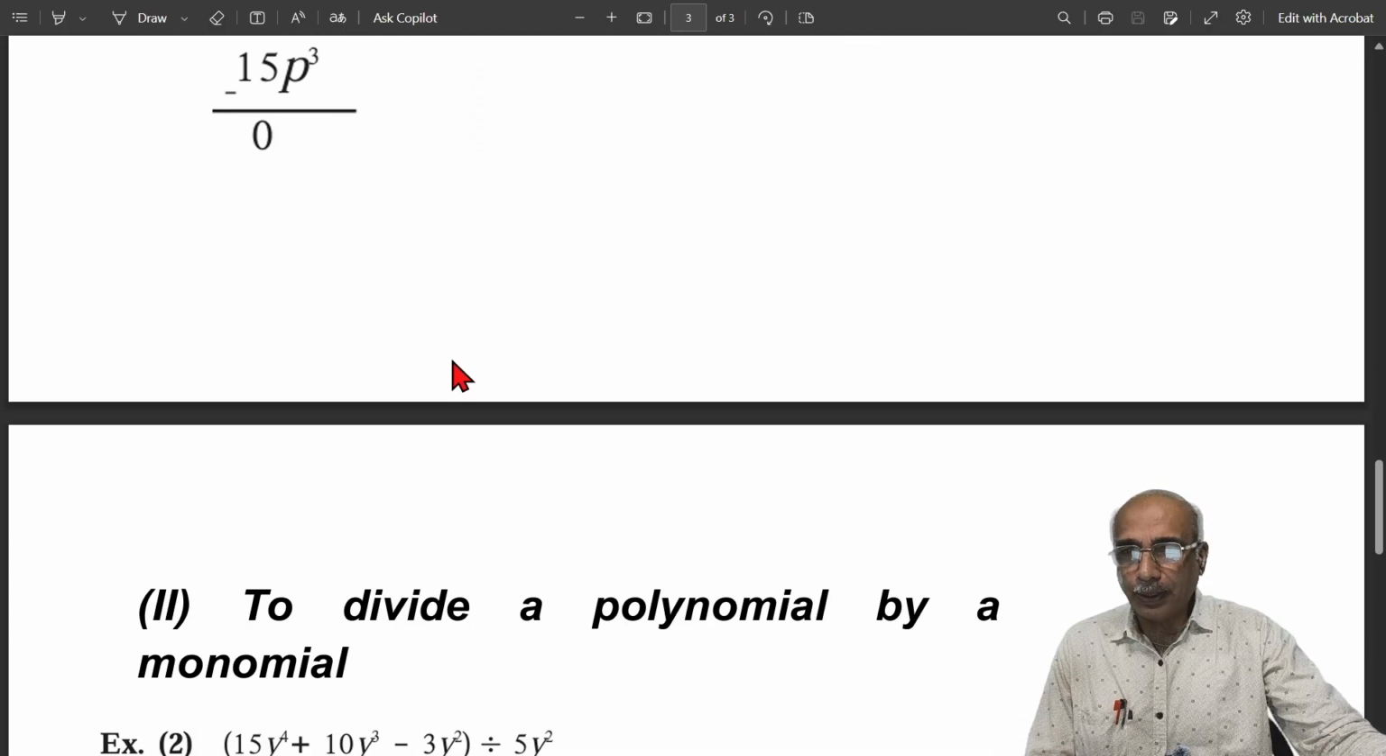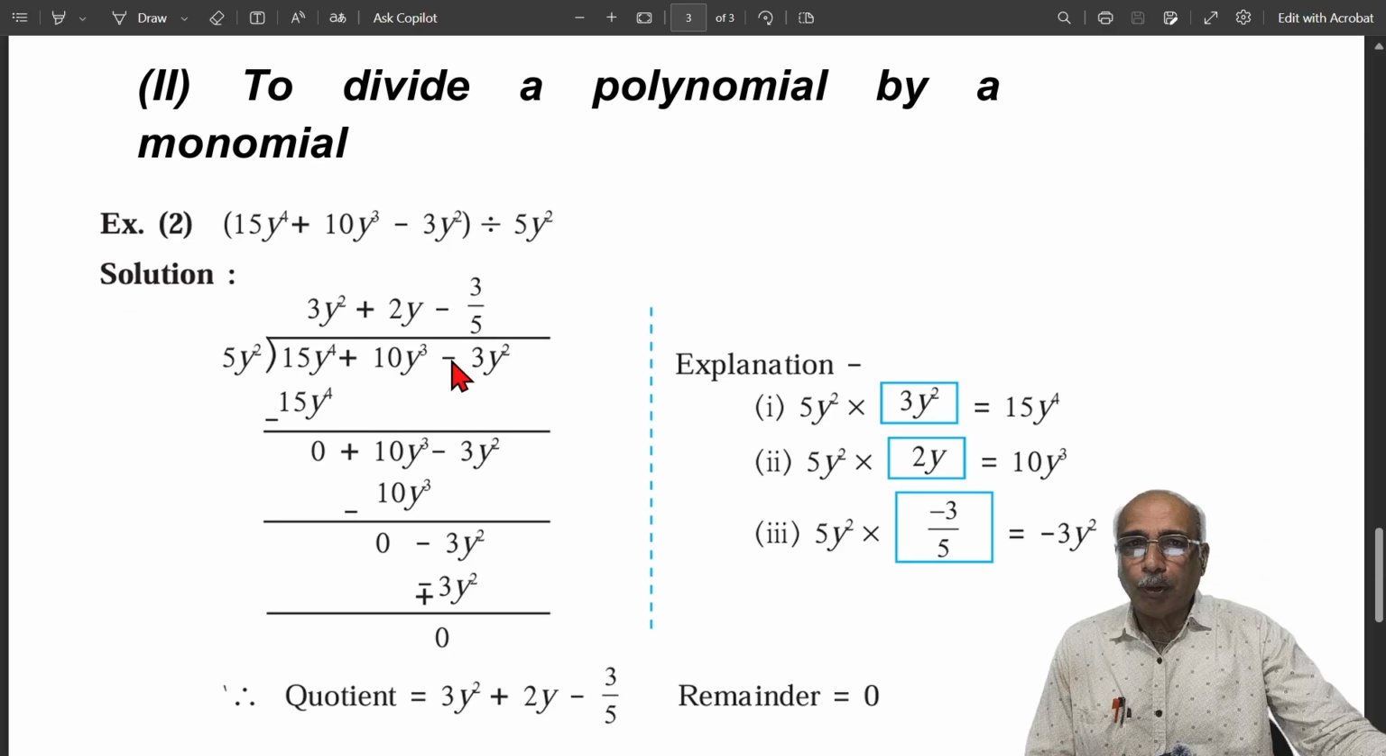Another example here, to divide a polynomial by a monomial. Polynomial means more than 2 terms are there. Here you see, this is the term given here, 15y raised to power 4 plus 10y raised to power 3 minus 3y square. 3 terms are there. Divide by 5y square. The method remains the same, but here you see, if 3 terms are there, we will think of the first term only here.